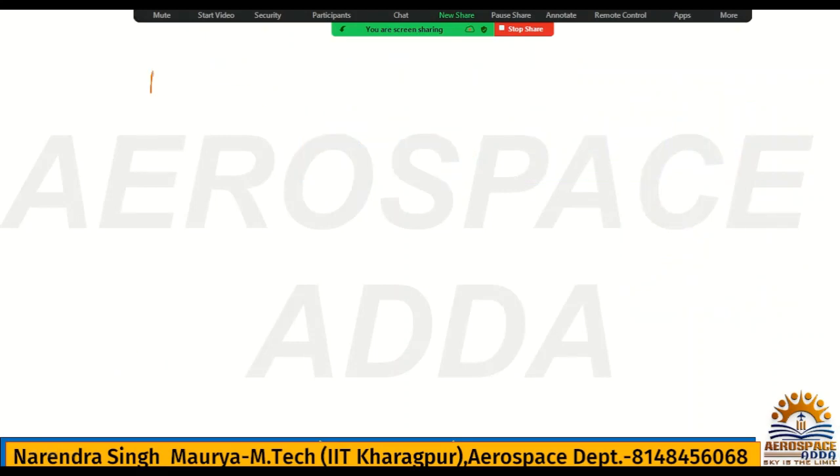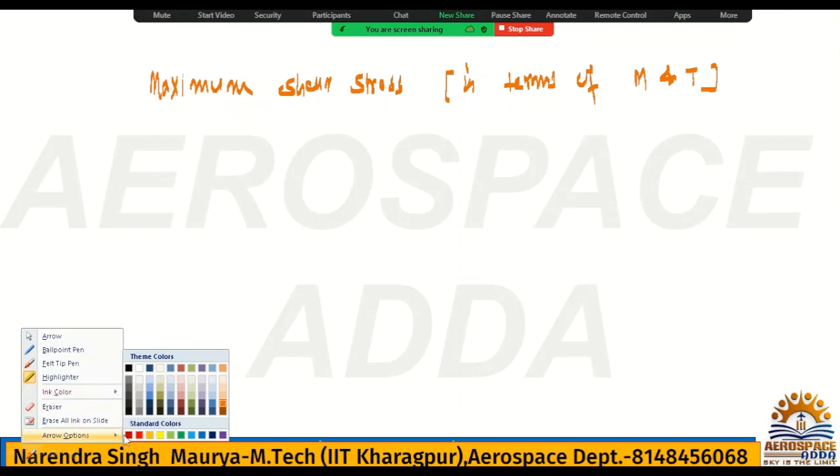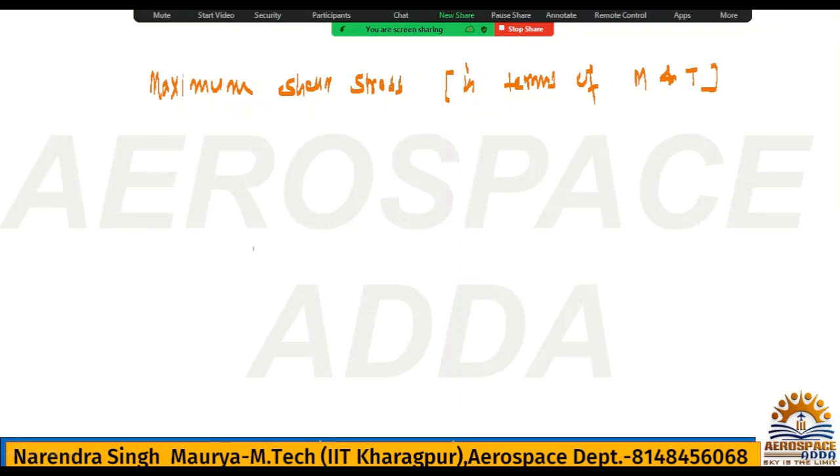So here I will write the maximum shear stress in terms of M and T. Okay, M and T. So what will be the sigma max? This value is nothing but 16 upon pi d cube, in bracket, M plus root of M square plus T square.